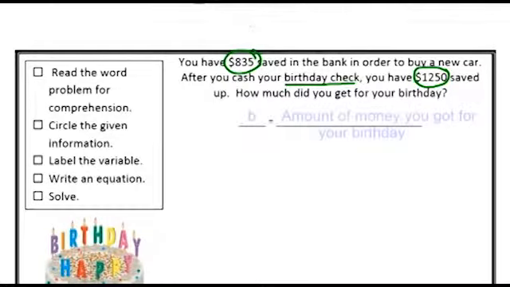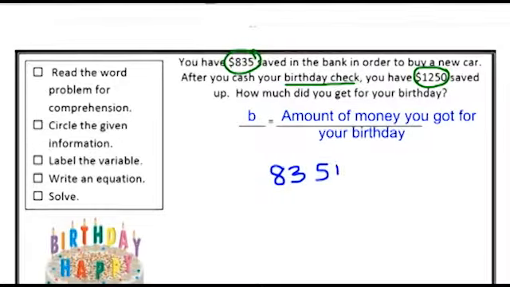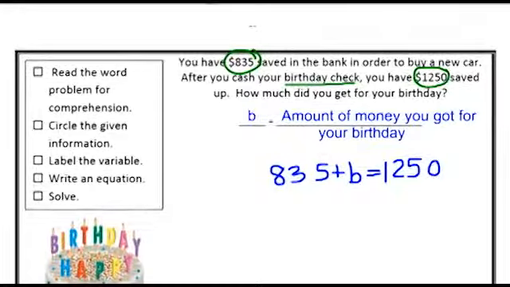Let's write out our equation. I started with $835. I got a birthday check for an unknown amount, and that comes out to be $1,250. Remember, the story should be the same as the equation. I saved $835. I was given a birthday check, and now I have $1,250.